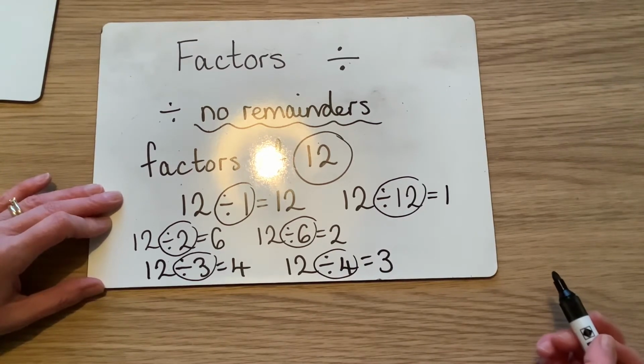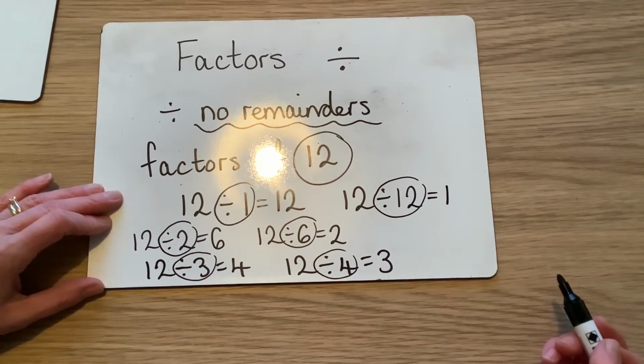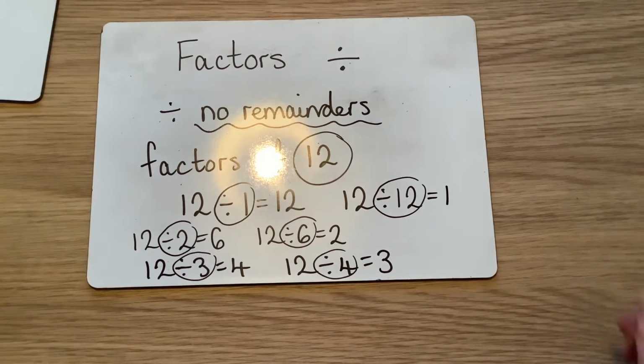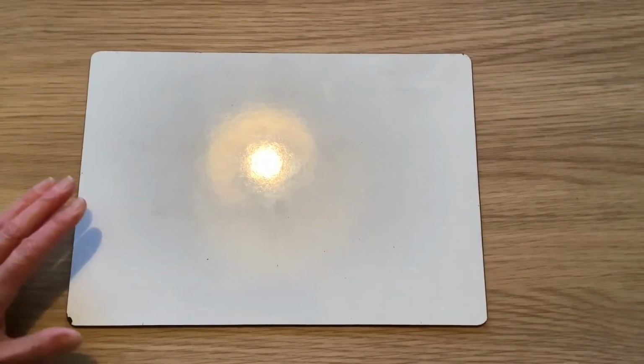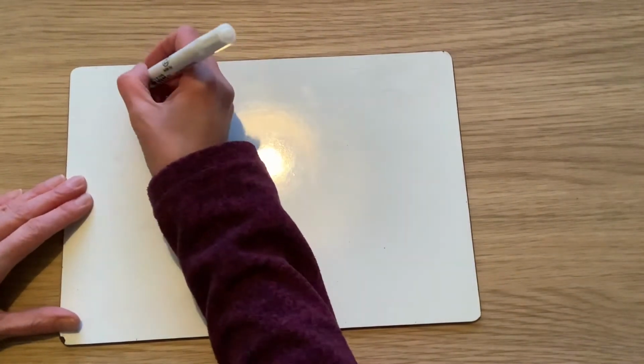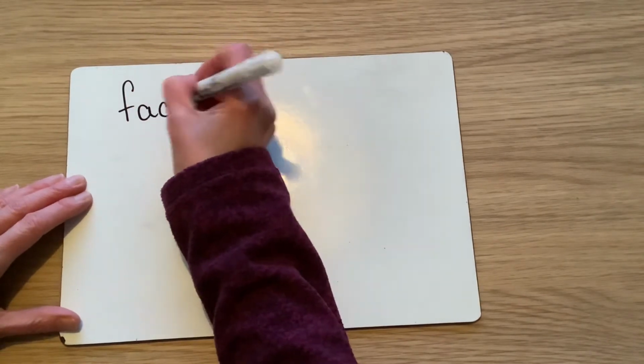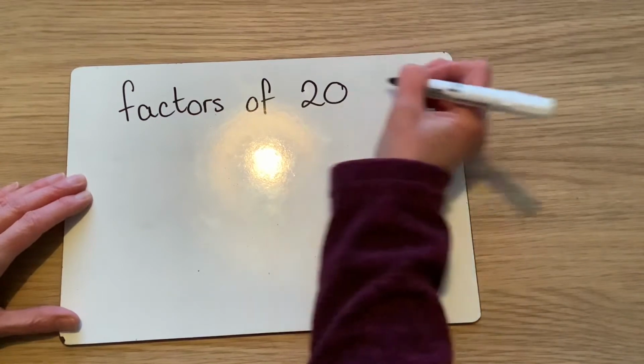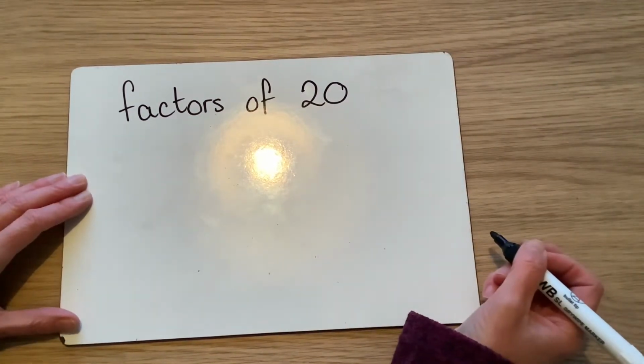What I can't do is divide it by 5, because if I did 12 divided by 5, well, I would end up with a remainder. So 5 is not going to be a factor of 12. Let's have a go at another one. So this time, let's think about the factors of 20. What can 20 be divided by without having any remainders?